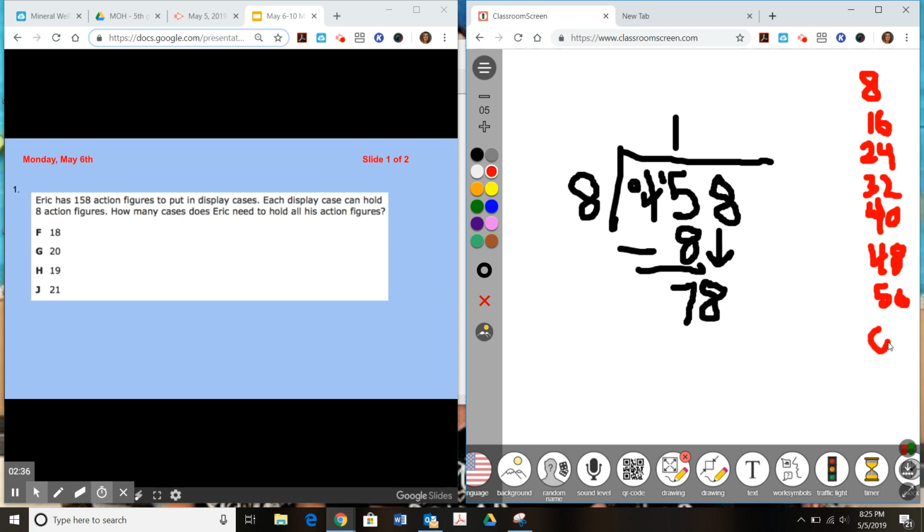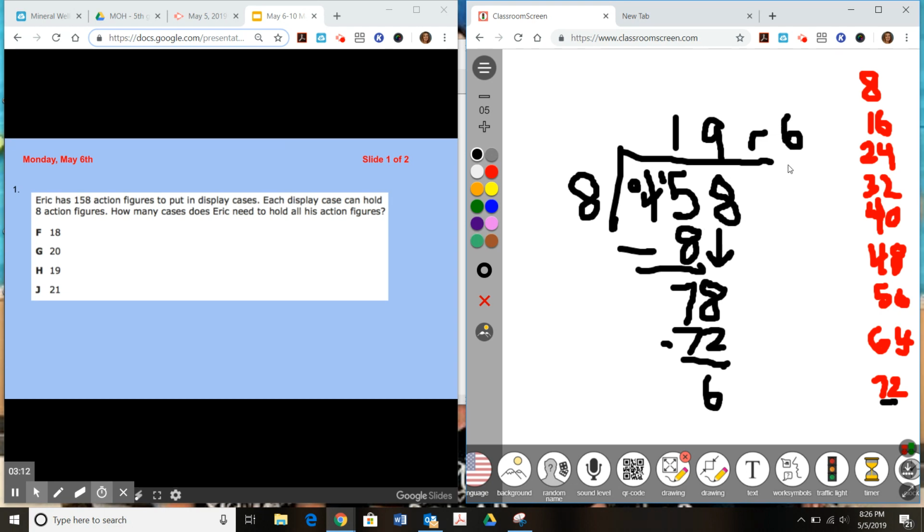8 times 8 is going to be 64, and then 8 times 9 is 72. We know we can't go anymore because we have single digits. The next number would be 10, and that wouldn't work with our quotient. So we know it's going to be 9 times, and then 9 times 8 is 72. We're going to subtract again, and that leaves us with 6. There's nothing left to bring down. 6 is less than 8, so we have a remainder of 6.